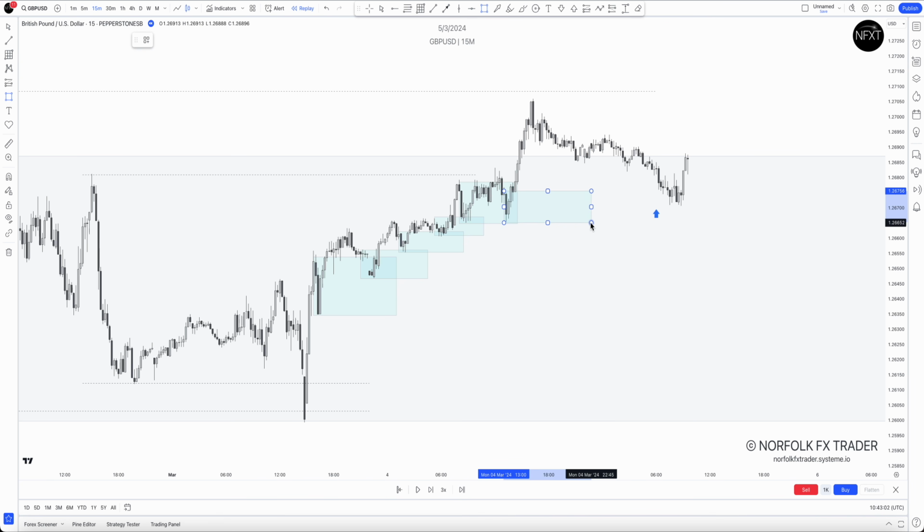This would be my zone. So we have a zone very well nested inside this zone. So we continue to break up and we hold demand. So now we've come back into this demand zone.